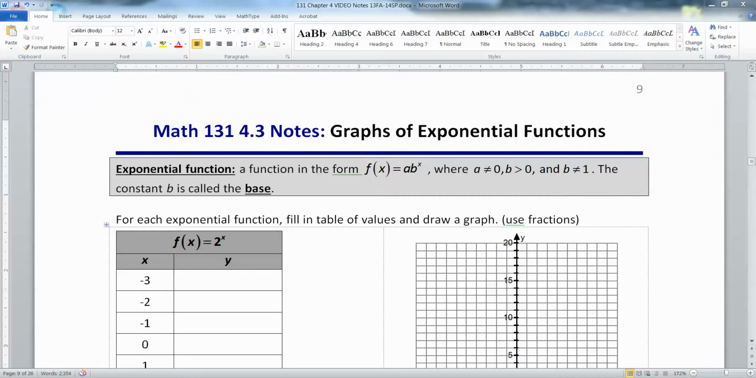So in this section we're going to be dealing with the graphs of exponential functions. What are exponential functions? What do they look like? How do they work with both a table and a graph? And what kind of relationships are we seeing? So let's begin with the definition.